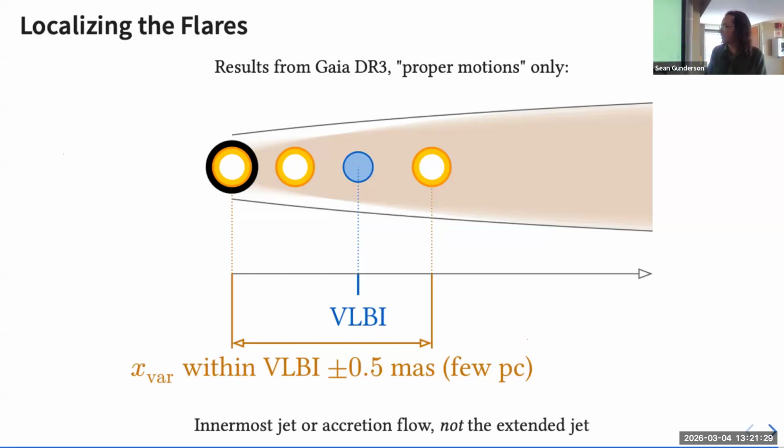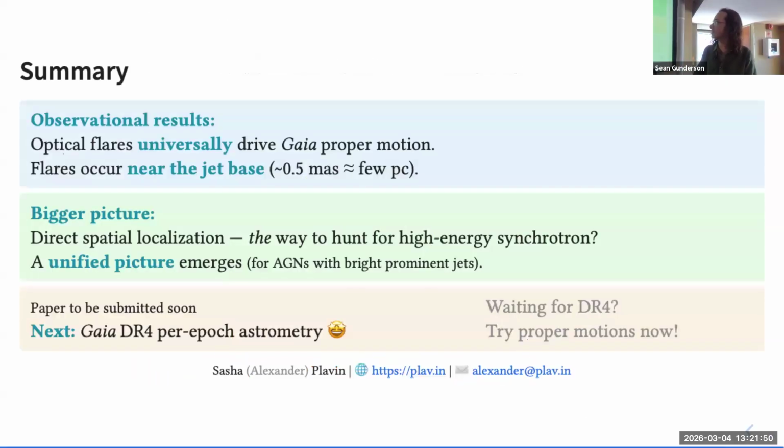So for now, we can just say it's either the innermost jet or the accretion flow, not the extended jet. But this innermost jet part hides quite a lot, because in the first millisecond or half millisecond of the jet, the first several parsecs, a lot of interesting things are happening. And the next step would be to resolve where exactly it happens.